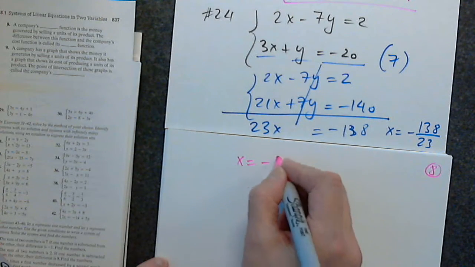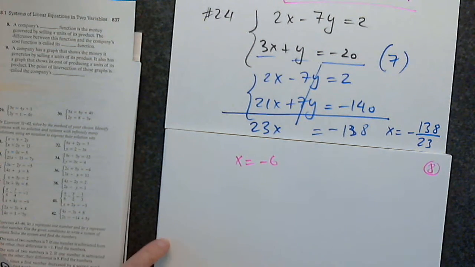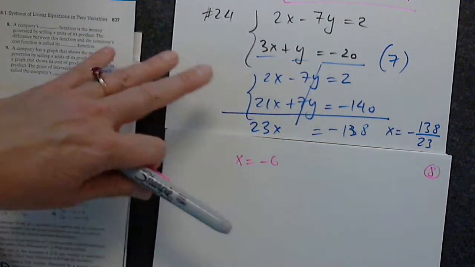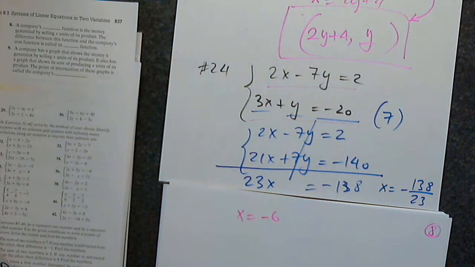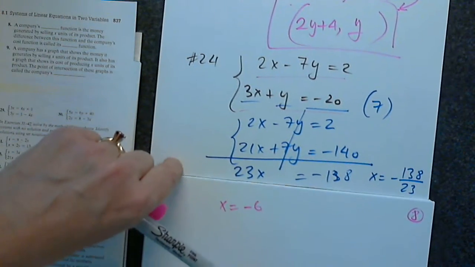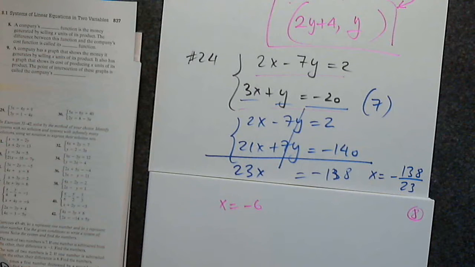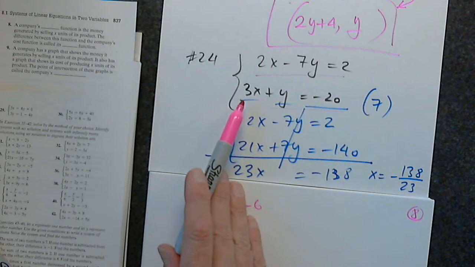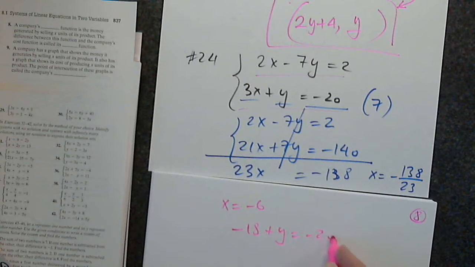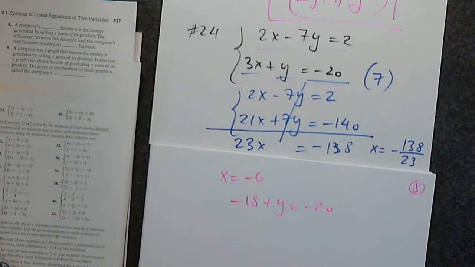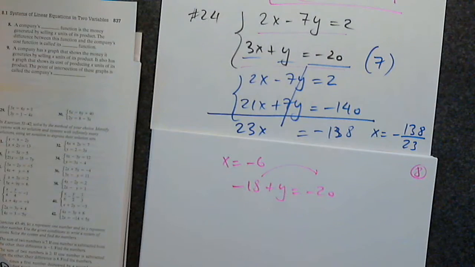So x equals negative 6? Yeah. Perfect. So now we go back. It doesn't matter where. You tell me you want to go back to the first equation or the second equation. It doesn't matter. Which one? I would prefer the second one because 3 times negative 6 is negative 18 plus y equals negative 20. And when I move 18 to the other side, I get y equals negative 2.